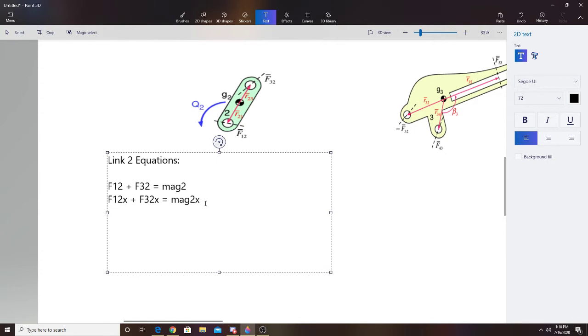And just so you guys are aware, though, I haven't said this, but essentially this F12x and F32x, those are its components. So I mean, this would be your sines and cosines, but we just write them as F12x because we're not really concerned with it right now, right? Not concerned with writing it as such.